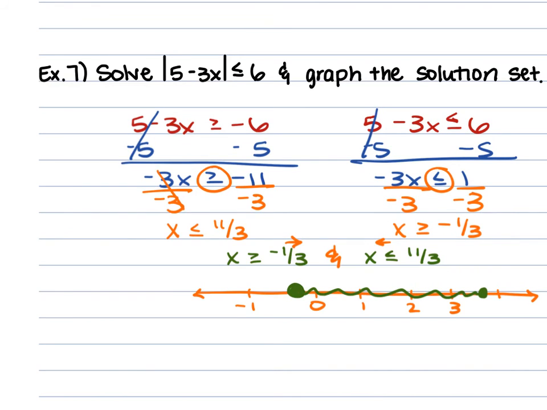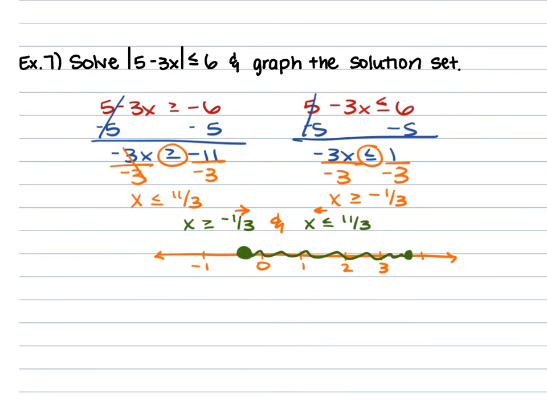So in my interval notation, I'm going to include the negative 1/3. I'm going to include the 11/3. My line goes in between the two circles, so I just have a bracket, negative 1/3, comma 11/3, close bracket.